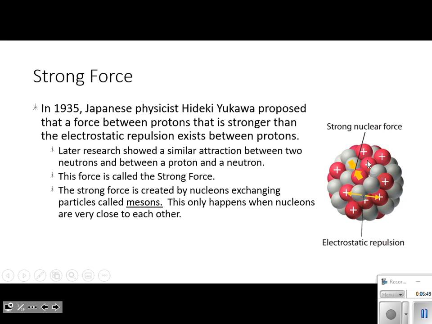So if we look at this right here, yes, they're pretty close together. These two neutrons are pretty close together. This neutron and that proton, they're pretty close together. So they would be exchanging those mesons and having the strong force. But there wouldn't necessarily be strong forces between the ones that are further apart, just the ones that are relatively close.